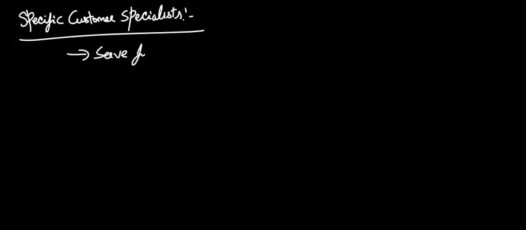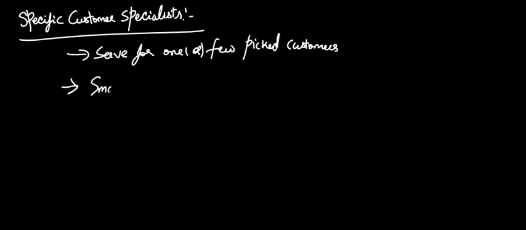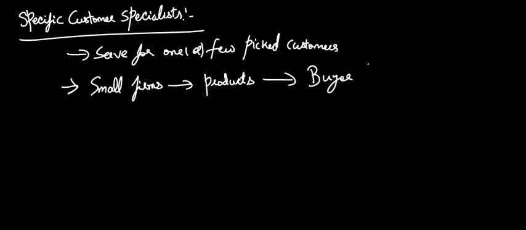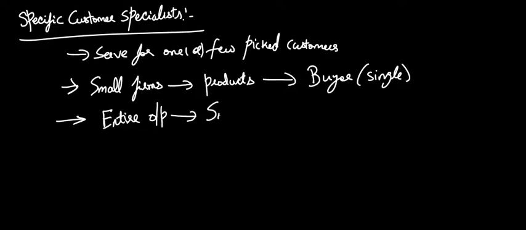The next type of customer specialization is specific customer specialists. As the name suggests, these type of firms serve one or a few picked customers. Here they may be small firms who have products concentrated on a single buyer. So these are the specific customer specialists. In some cases, the entire output is sold to a single customer.